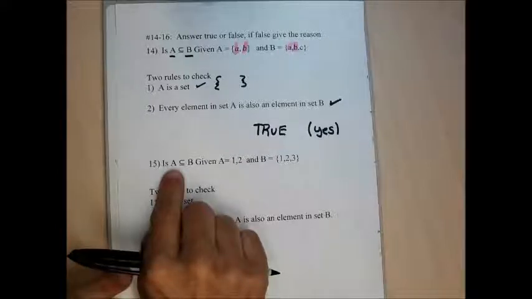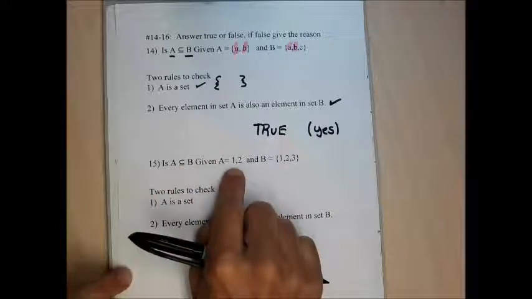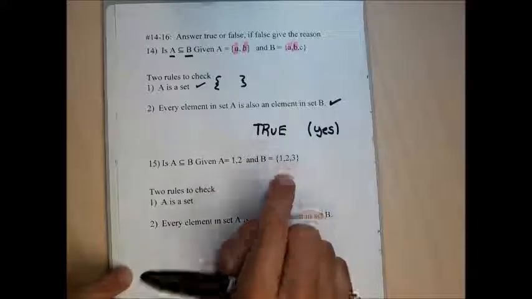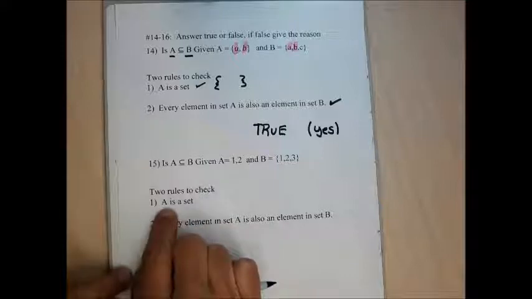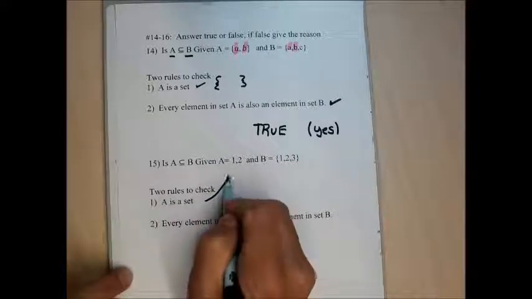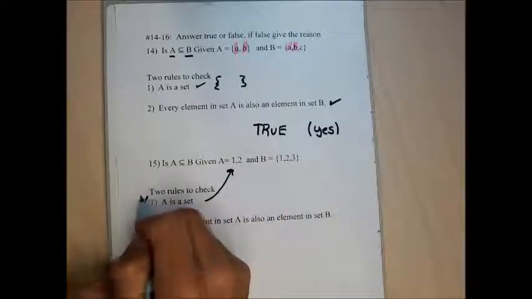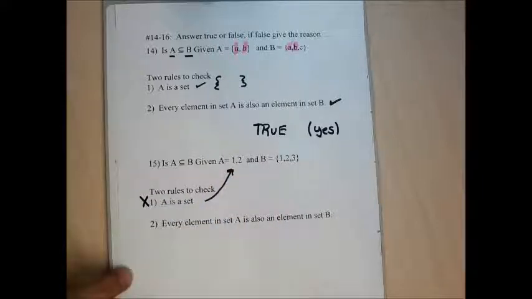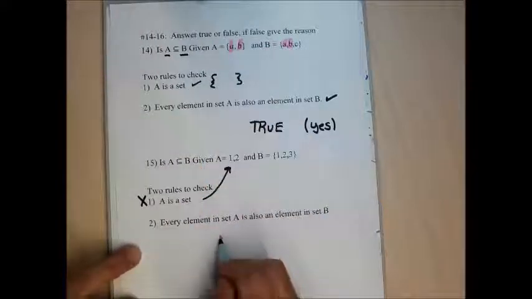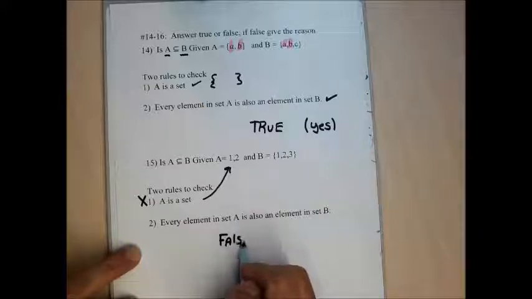For problem 15, same question. Is A a subset of B given A is the numbers 1 and 2 and B is the set containing 1, 2, and 3? So when I go to check my rules, the first rule I need to check to see for A being a subset of B is A needs to be a set. And this is the rule that's going to be violated because A is not in set braces, so it's not a set. For my answer, I'm going to write false because A is not a set.